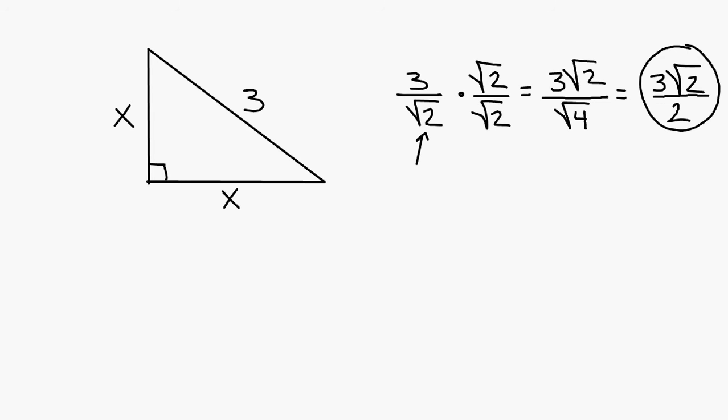Do you get 2.12? Okay, so this is 2.12, isn't it? Now, take this and type it into your calculator. 3 times the square root of 2 divided by 2, and you're going to get 2.12. So do you see how it works both ways?